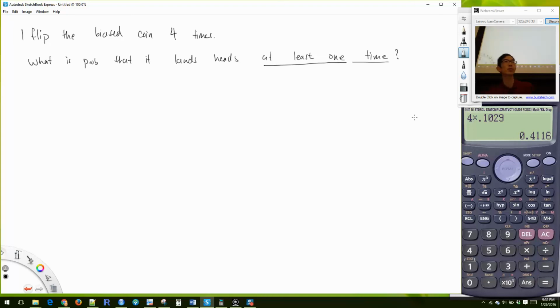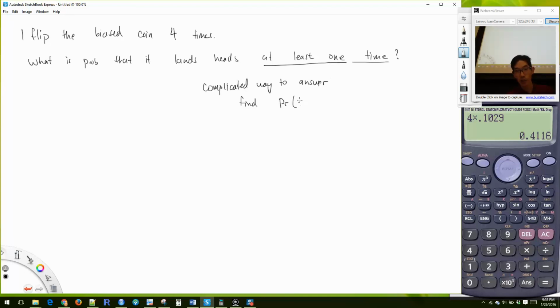Okay, what does it mean for the coin to have landed heads at least one time? Yeah, it could land one time. That satisfies. It could land two times. That satisfies. It could land three times, or it could land heads all four times. And any of those outcomes is okay, right? So to calculate this, here, I'll write out the complicated way to answer it.